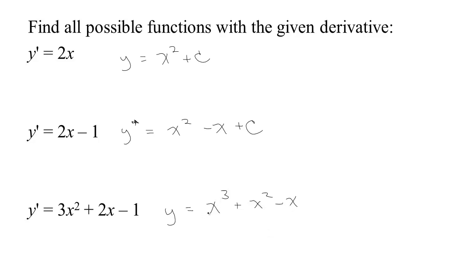Does that work? Well, take the derivative. The derivative of the sum is the sum of the derivatives, so we get 3x squared and a 2x, and the derivative of negative x is negative 1. Are there any others? Well, corollary 2 says if there are, they only differ from this function by a constant. So that finds all possible functions with that derivative.